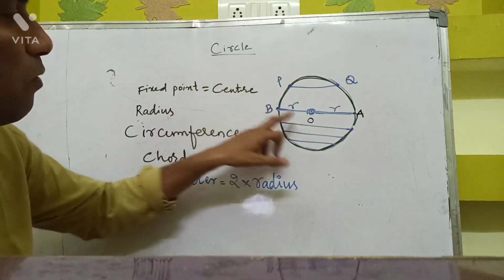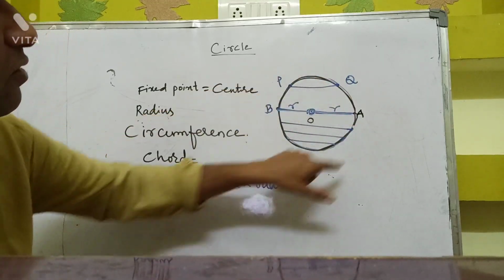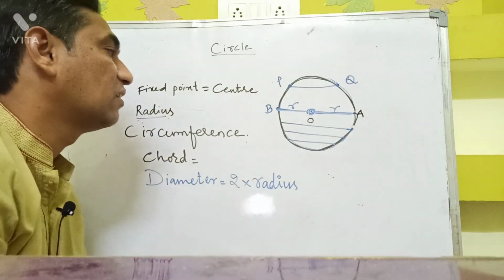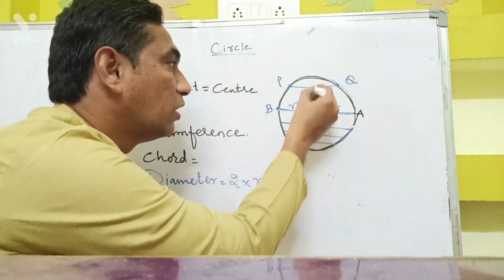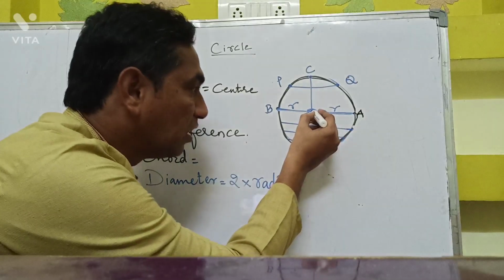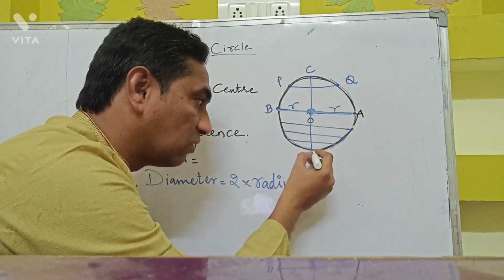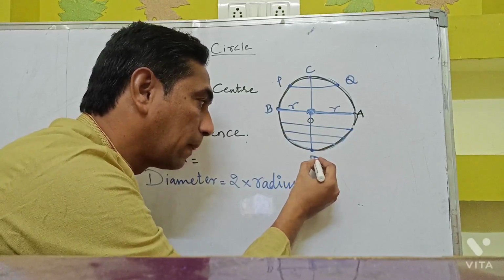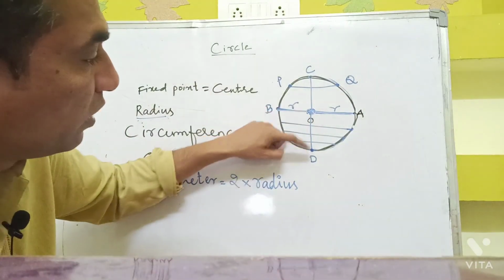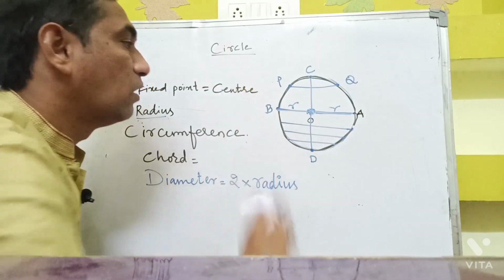So a fixed point is called the center, and the complete boundary of the circle is known as the circumference. What is a radius? Radius is nothing but a distance from the center to any point on the circle. OD is the radius and OC is also a radius. OA is also a radius. OB is also a radius.